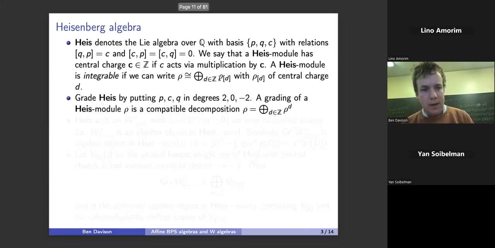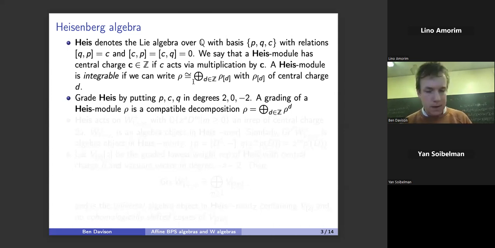And yeah, so we can give the Heisenberg Lie algebra a grading, and I have a little bit of choice here, but I've decided to put P in cohomological degree 2, C in cohomological degree 0, and Q in cohomological degree -2. And a graded module over the Heisenberg algebra is just exactly what you think it is. It's a module along with a decomposition that is respected by the action of the Heisenberg algebra, i.e. P takes me from the dth summand to the d+2 summand, and Q takes me the other way.